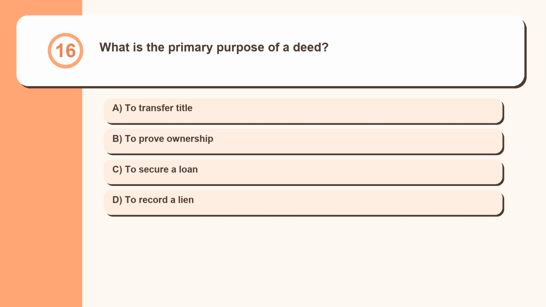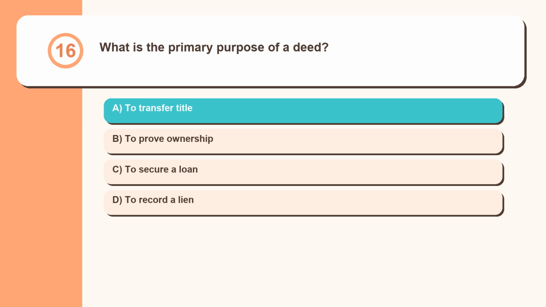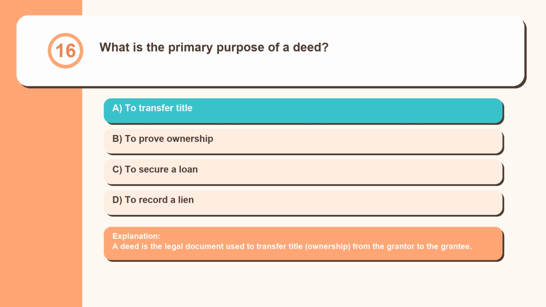Question 16. What is the primary purpose of a deed? To transfer title, to prove ownership, to secure a loan, to record a lien. A deed is the legal document used to transfer title, ownership, from the grantor to the grantee.